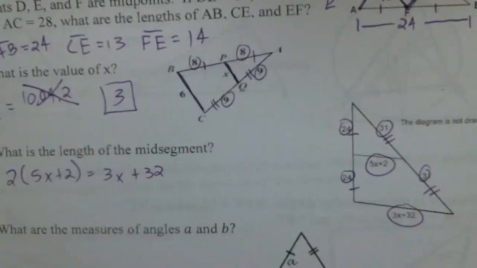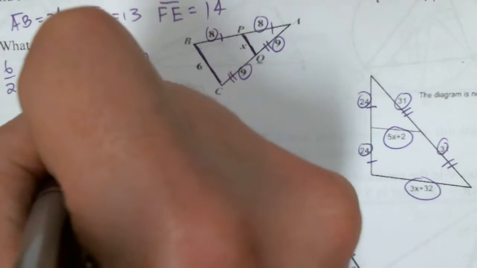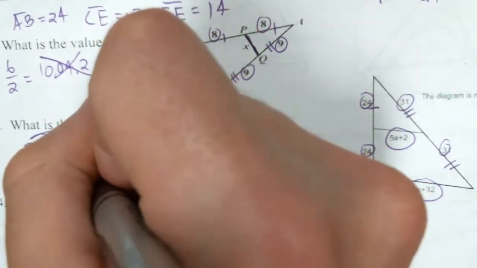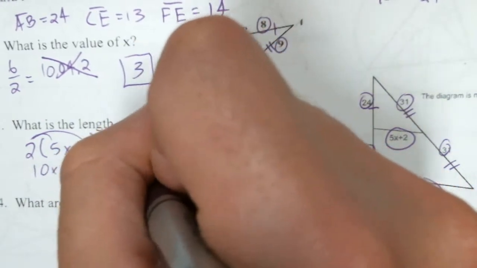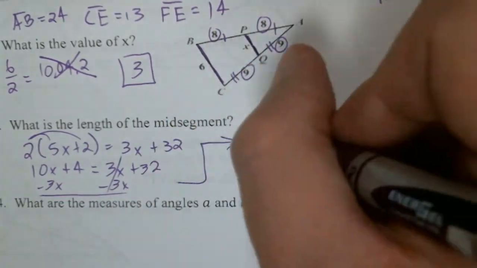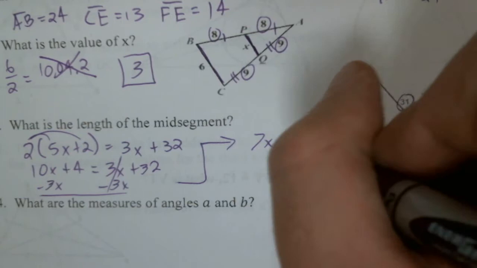Let's zoom in just a little bit. Okay. All right, so now I'm going to solve this equation. Use the distributive property, 10x plus 4. Don't forget to double the 2 as well, and then set that equal to the base. I want a positive variable, so I'm going to subtract 3x from both sides. That leaves me with 7x plus 4 is equal to 32.